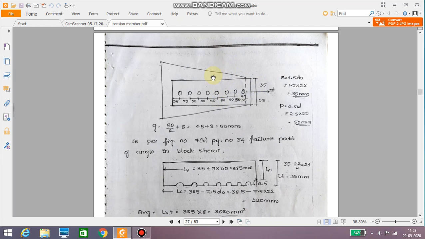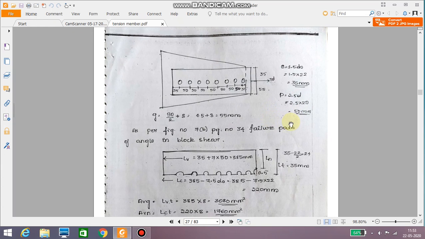So in this particular angle section, I have to accommodate totally 8 number of bolts. So 2, 2, 2, 2, totally it is 8. Now the edge distance is taken as 1.5 times d naught, that is 35 mm we get, and pitch distance is taken as 2.5 times the diameter of the bolt, it is 50 mm. So let me go with these values. So the gauge distance will be 90 by 2 plus 4, it is plus 8, it is 55 mm.